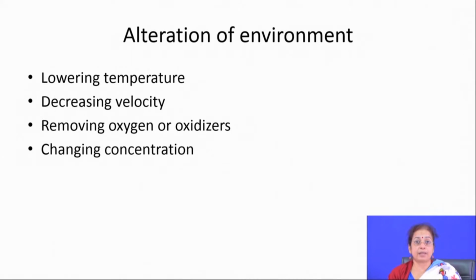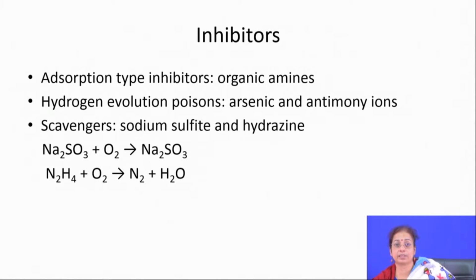You can also change the environment. If you talk about changing the environment, it can be done by getting rid of or reducing the external parameters which aggravate the corrosion rate, like velocity aggravates the corrosion rate. So, if you decrease the velocity, your corrosion rate will be reduced. If you reduce the temperature, corrosion rate will be reduced, because even though corrosion happens in aqueous media, kinetics is again a thermally activated process. So, as you go on increasing temperature, the rate of corrosion increases. You can also remove oxygen or oxidizer, you can also change the concentration. So, by all these ways you can always alter the environment.